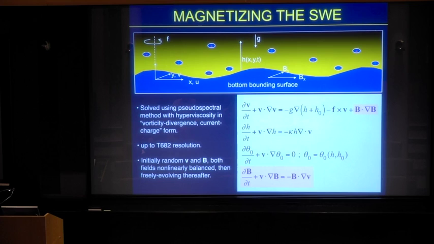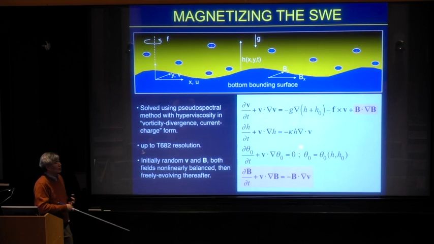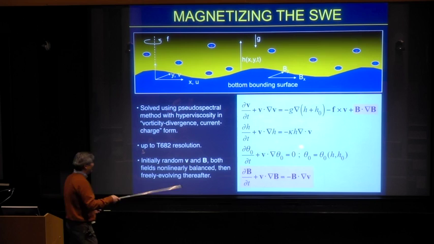the equations are nonlinear, and if you just haphazardly put down whatever values you want for your field, it's not self-consistent, and typically the calculation blows up. So by balancing the flow, you're almost constraining the flow to not go singular or blow up in finite time. Okay, and then the whole thing is allowed to evolve freely thereafter.